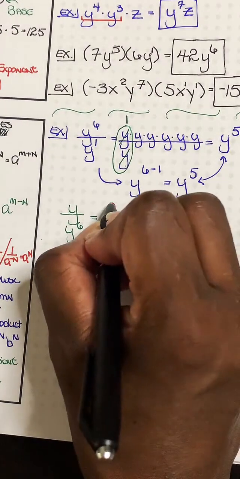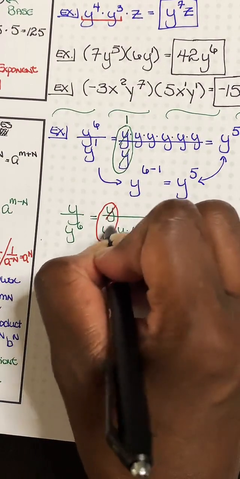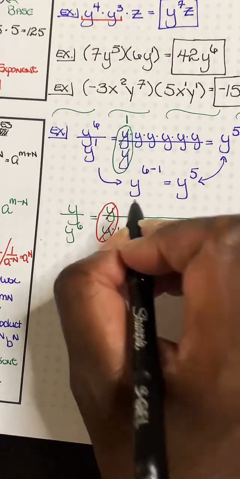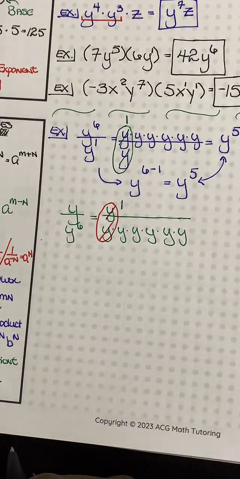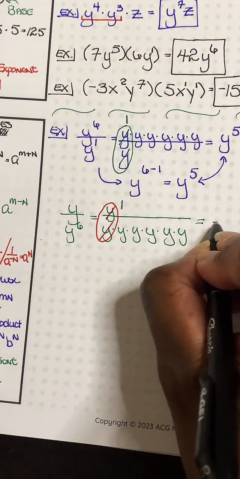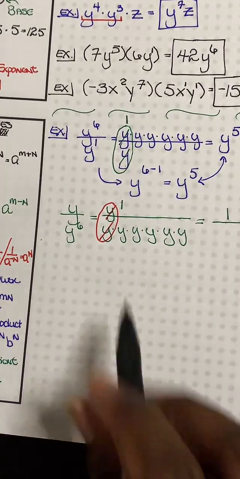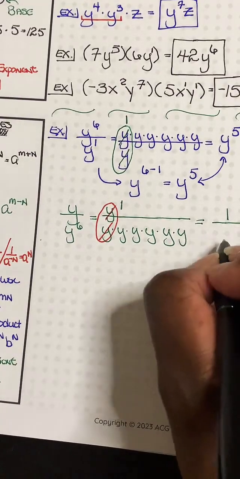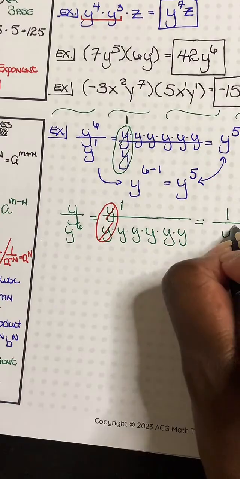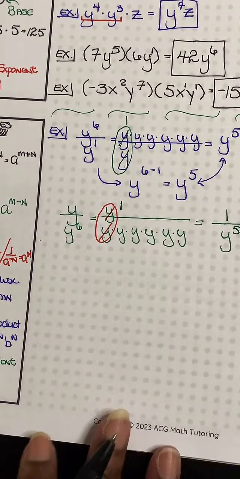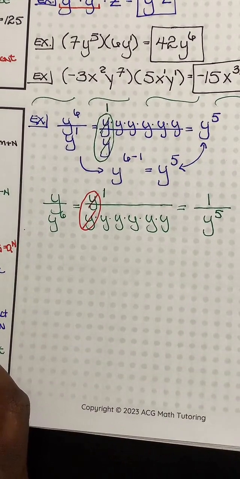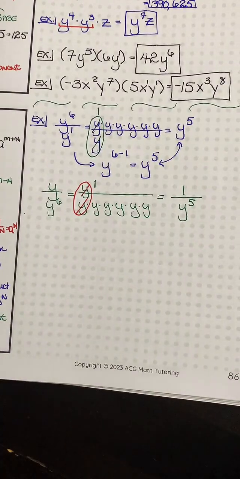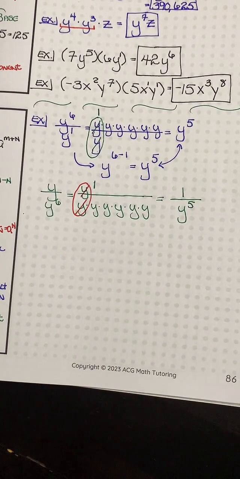You still have 1 set of y's that we can eliminate, but that gives us a 1. So that means in the numerator, you're going to have a 1, because we got that from dividing the 2 y's. And then we have 5 of those y's left, but they're in the denominator. So it'll be 1 over y to the 5th.